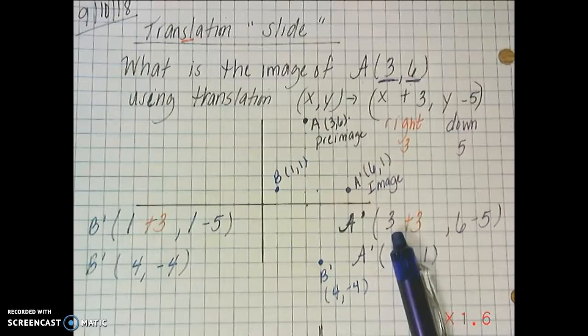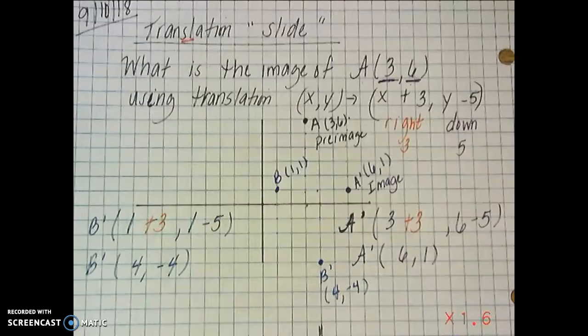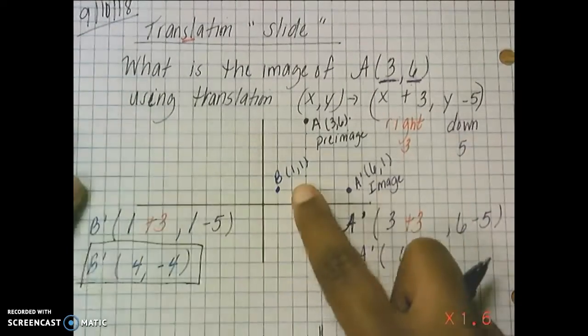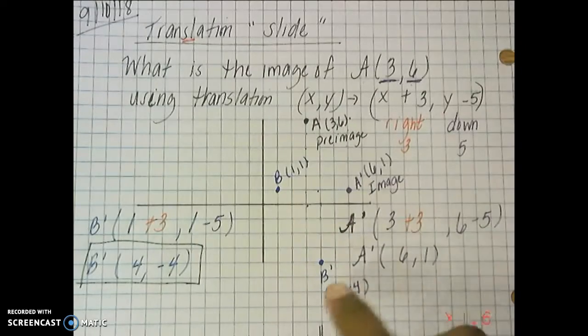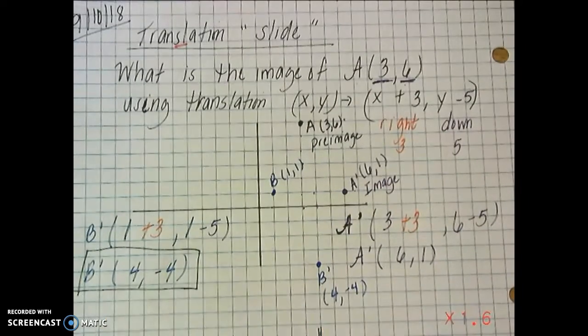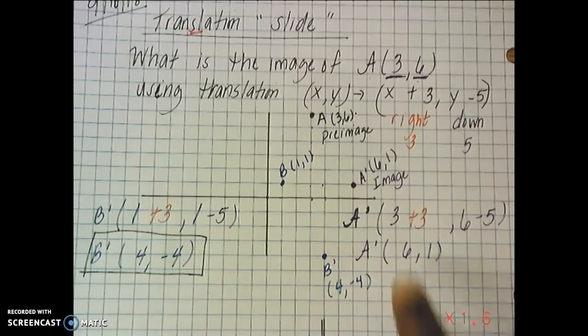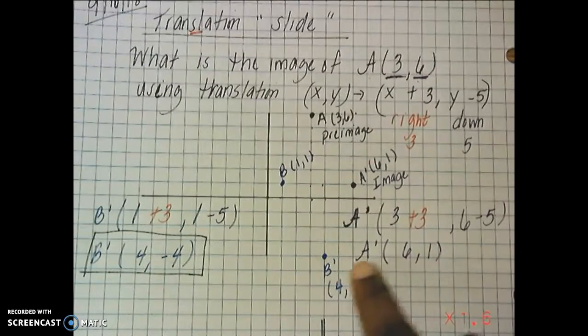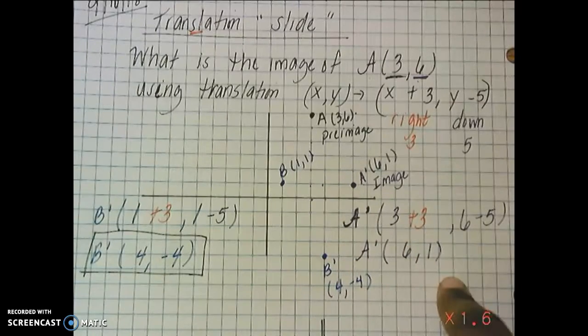Okay, so what you can see now is that I've figured out my location for B prime. The previous B was at 1, 1, 3 to the right and 5 down. I ended up at 4, negative 4. And then A, we started out at 3, 6, and once it was translated, we ended up with a point at 6, 1, once it went through the translation, 3 to the right and 5 down.